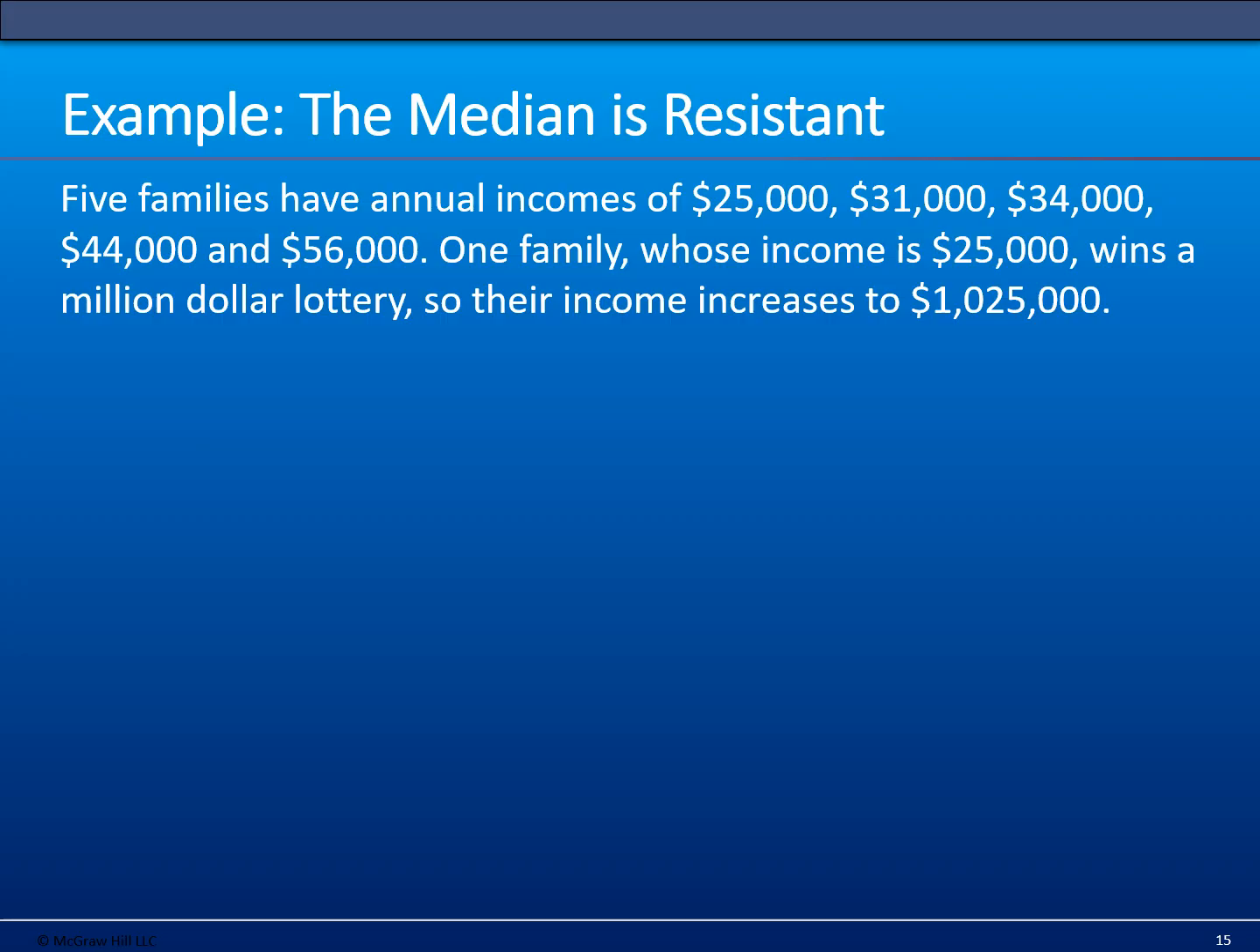So here we have 5 families with annual incomes of 25, 31, 34, 44, and 56 thousand dollars respectively. Find the mean and median of those 5 income levels. One family just won the $1 million lottery, so their income increased to $1,025,000. I want you to use this new number for the $25,000 family, and again calculate the mean and the median. When you've done that, think about what those values represent, and then hit play again.